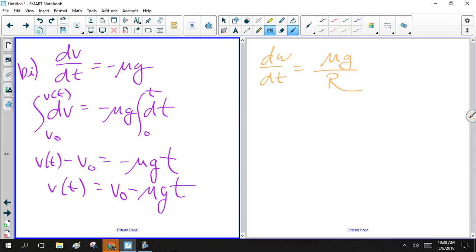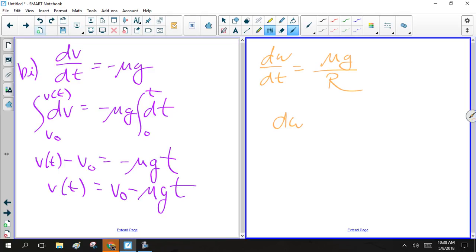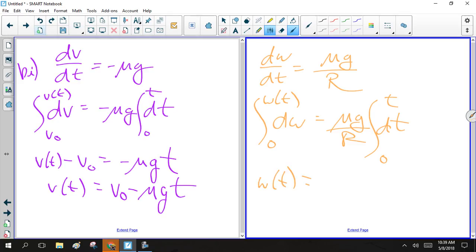All right. Same process over here. We're going to multiply by dt. You guys are not instilling me with a ton of confidence here. All right. So we're going to integrate both sides. Once again, my time goes from 0 to t, and my omega goes from... What's the starting angular velocity of the hoop or wheel? 0 to omega at time t. So this guy is just going to give us omega of t. And over here, you're just going to get mu g t over r.